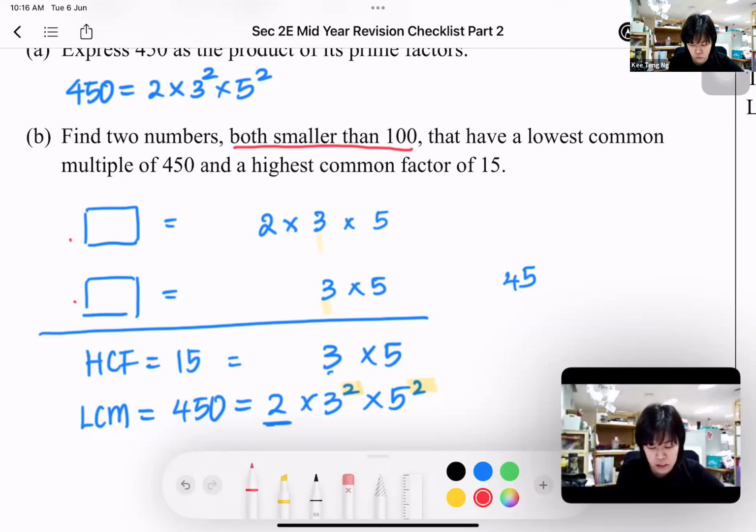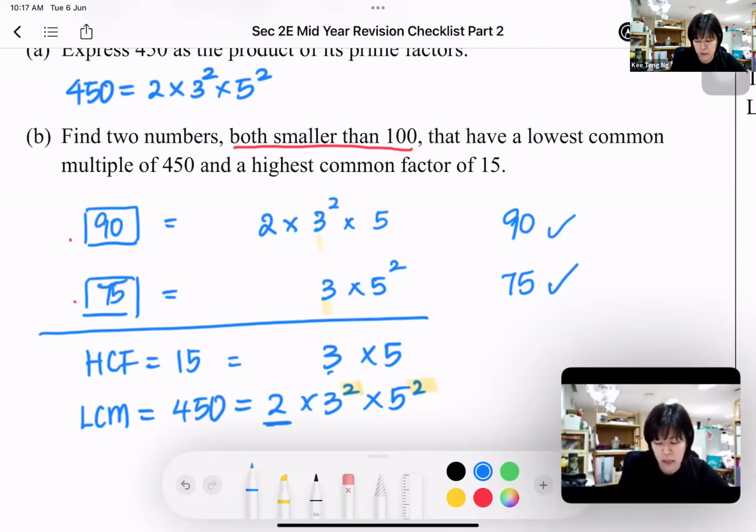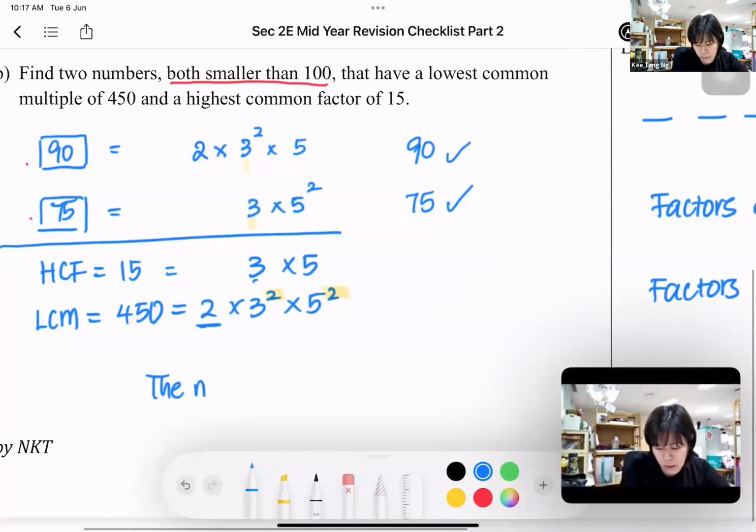We are going to change this one to be 3 square. Let's check. 2 times 3 square times 5 gives me the number 90. It didn't exceed. Then I put my 5 square over here. 3 times 5 square gives me 75. Didn't exceed. Okay, now correct, both of them have a number smaller than 100. So my first number is 90 and second number is 75. The numbers are 90 and 75.